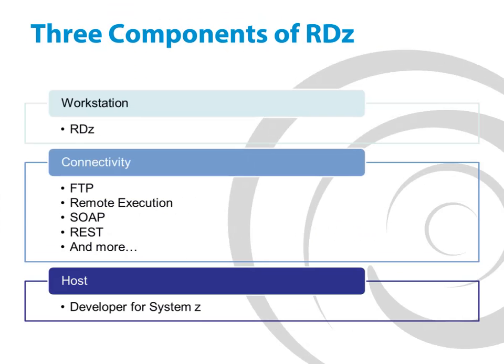There are 3 components of RDZ. On your workstation you have the RDZ itself. Here you do all your daily work. On the host you have a component called Developer for System Z, which normally just sits there waiting for your commands. Between them you have a connectivity component, based on TCP/IP, which can use file transfer, remote execution, SOAP, REST and other protocols to connect the others.